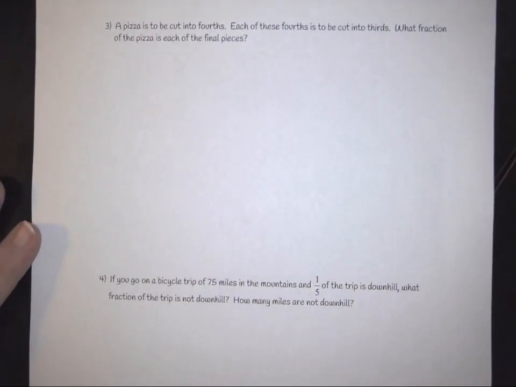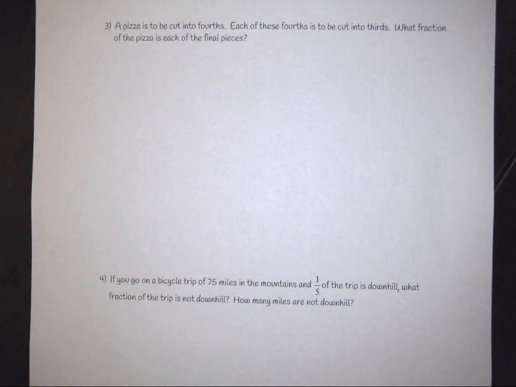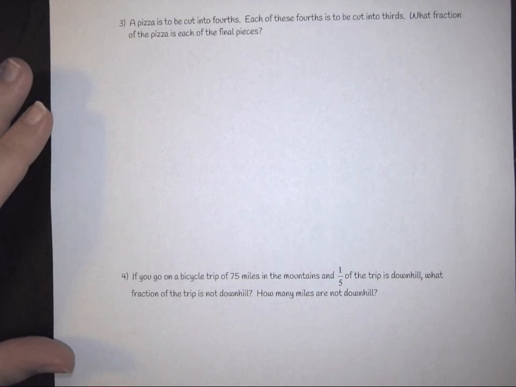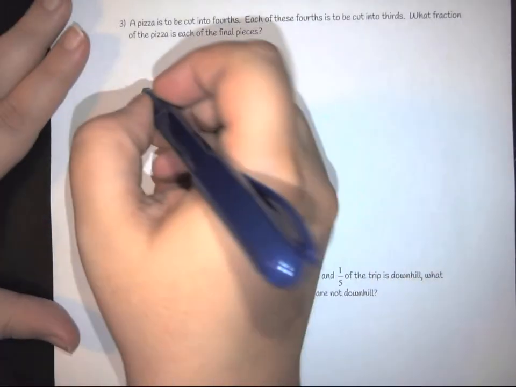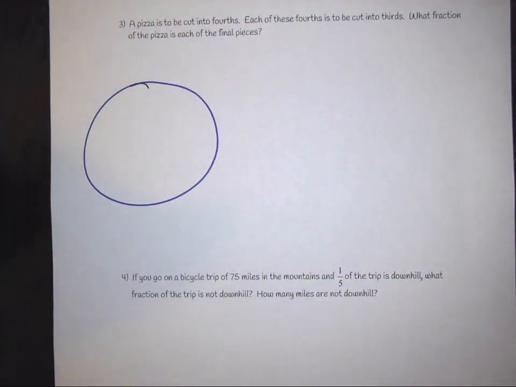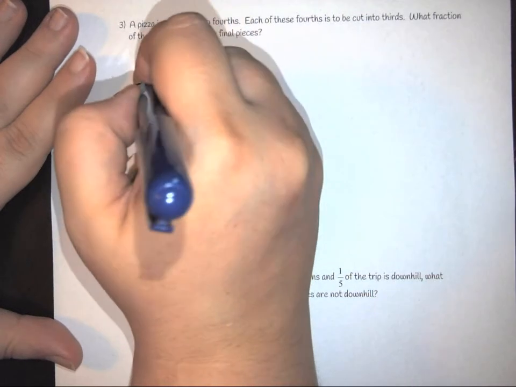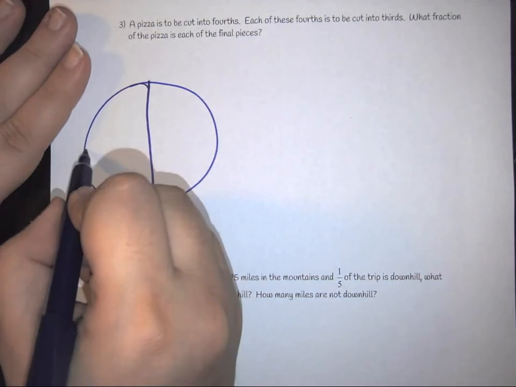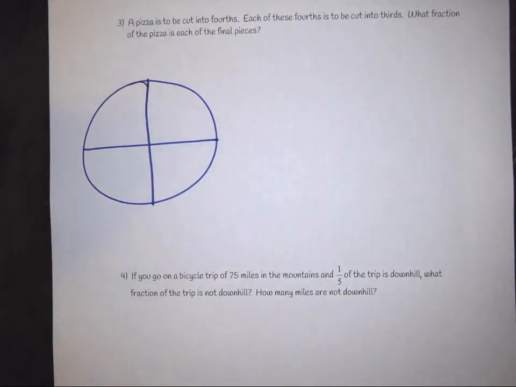Alright, last two. First, we have that a pizza is cut into fourths, and then each of these fourths is cut into thirds. What fraction of the pizza is in each of the final pieces? So I am a big advocate for draw a picture of what you're seeing. So, I have a pizza. Yay! And the first thing I know about my pizza is that it's cut into fourths. So that would be straight down the middle, although obviously I don't know how to draw a straight line, and straight horizontally. Now that was pretty good.